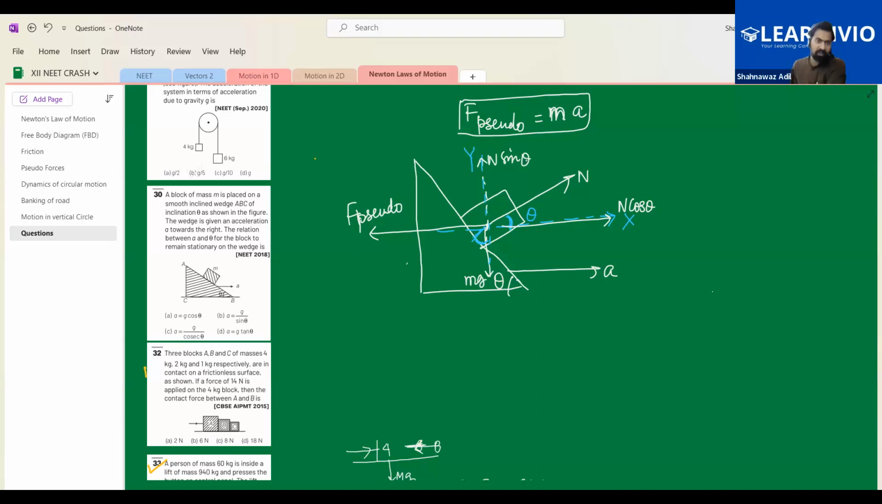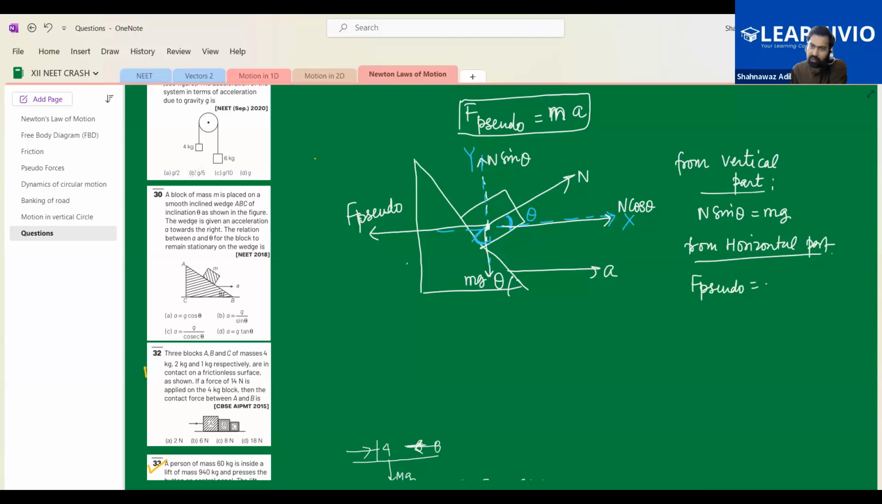Okay. Now the question says a block of mass M is placed on a smooth inclined plane as shown in the figure, which is given an acceleration. Find the relation between a and theta for the block to remain stationary. So this block is not moving, which means that this force is balanced by this force. From the vertical part, we will have n sin theta equal to mg, and then from the horizontal part, f pseudo would be n cos theta.